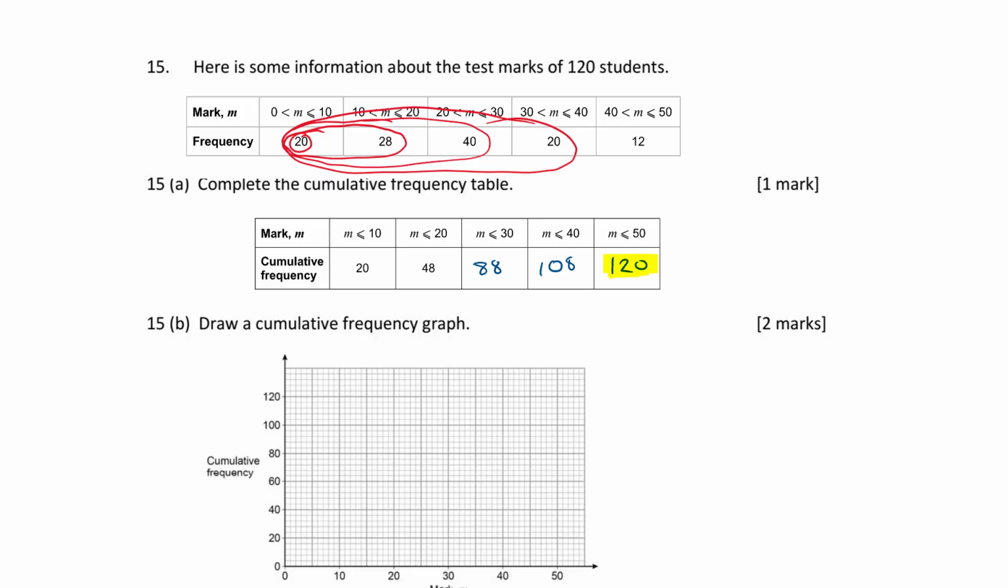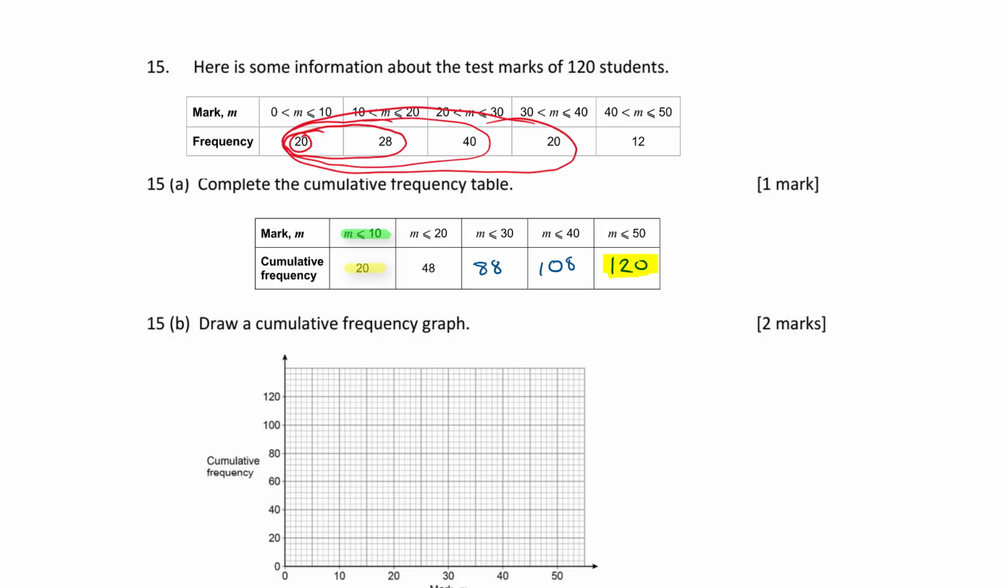Right, what does part B say? Okay, so now we need to draw that information into a cumulative frequency graph. Now, when you're plotting cumulative frequency curves, you need to plot cumulative frequency against upper class bound. So 20 is going to go against 10, 48 is going to go against 20, and so on. So let's plot those on.